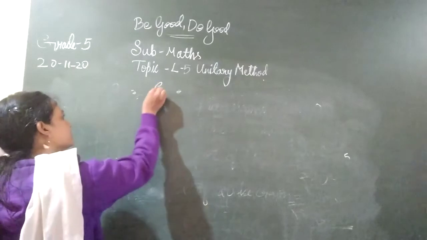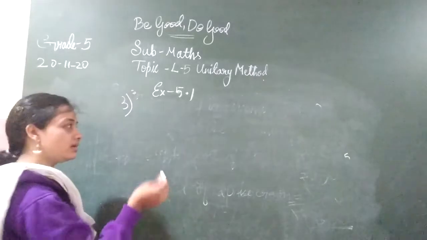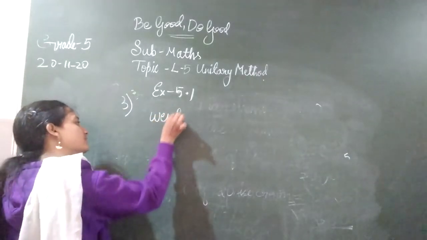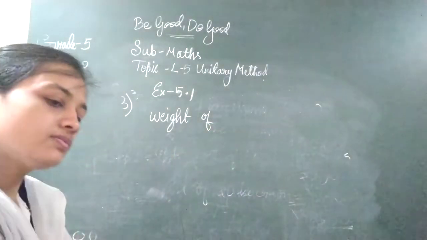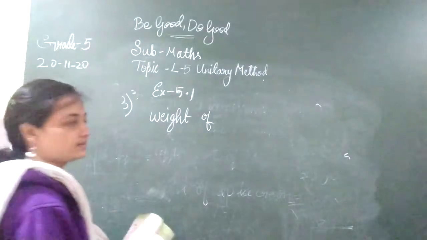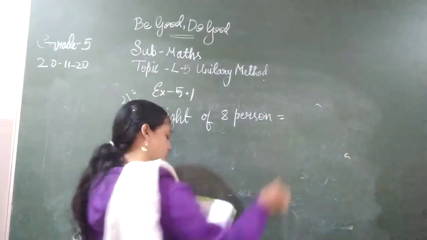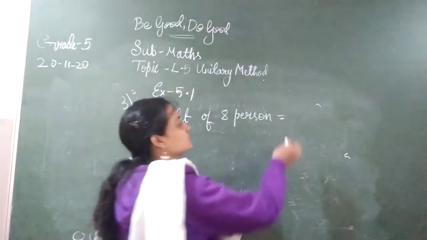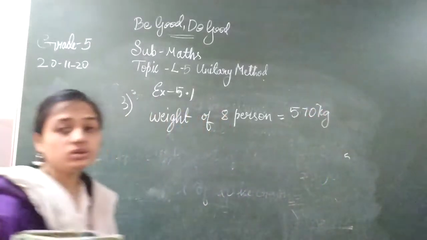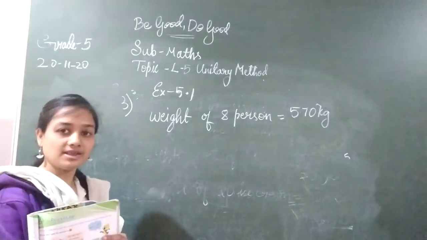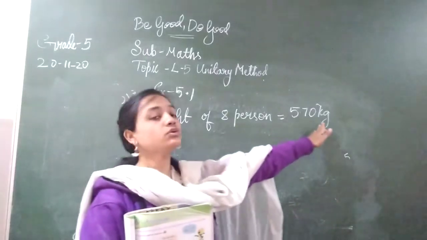So the third sum. What have they given? Weight of how many persons? Weight of 8 persons. Weight of 8 persons is how much? 570 kg. Units are very important. Kgs, liters, meters, rupees. All these things are very important. You have to write the units.